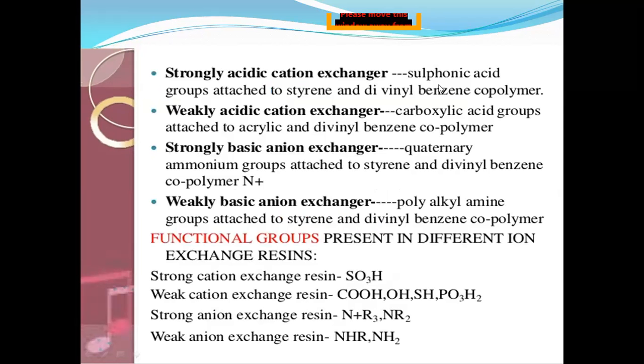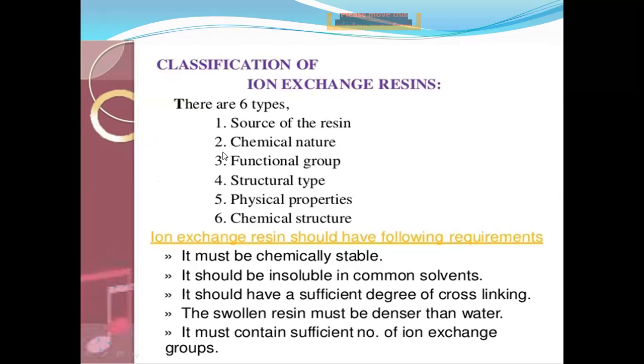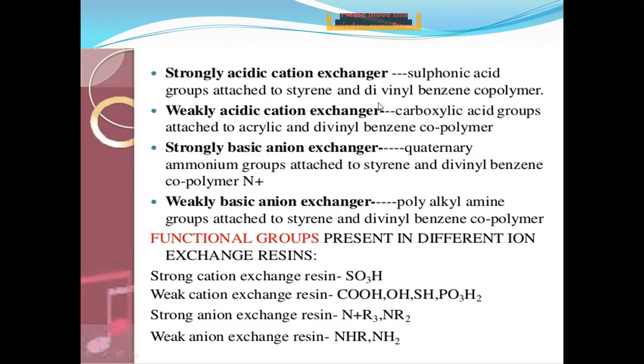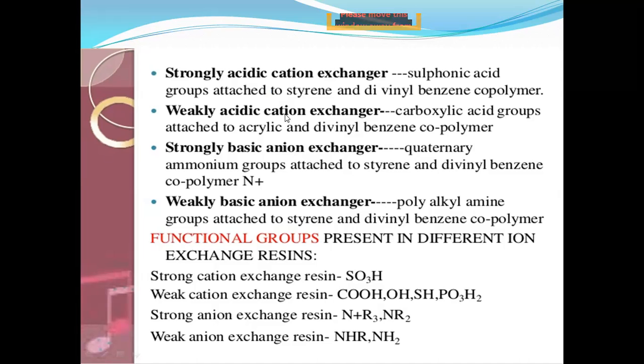Strong cation exchange resins. Here, if this is our resin, polystyrene, this is our polystyrene matrix. This matrix may have a functional group. If that functional group is sulfonic acid, that means SO3H, this group is attached to styrene or divinyl benzene. These are the resins, or we can say the supporting medium. This resin may have a functional group attached, and if that functional group is SO3H, that is a sulfonic group.